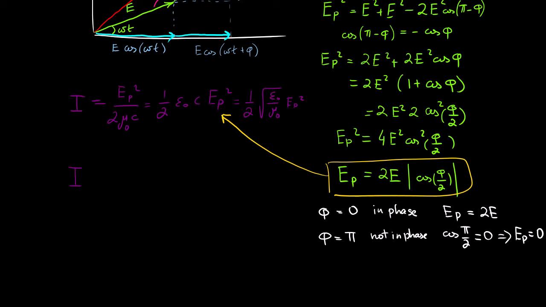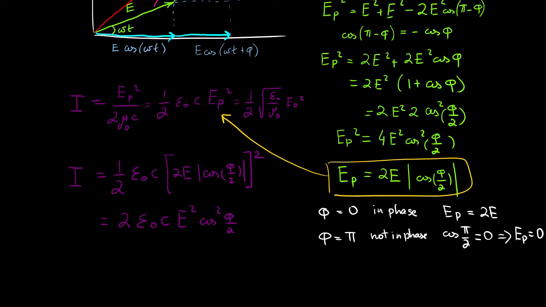So if we plug in this expression in here, then for intensity we will get an expression of 1/2 epsilon naught C times (2E absolute value cosine of phi over 2) squared, which can be simplified to 2 epsilon naught C E squared cosine squared of phi over 2.